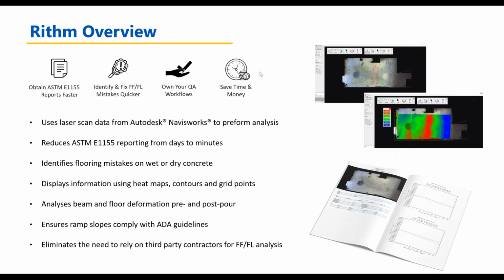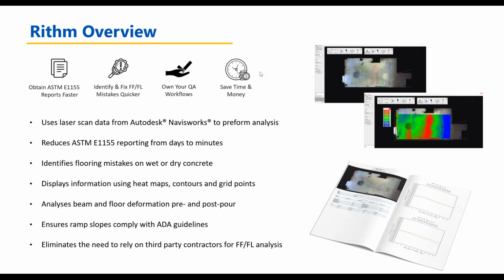So let's talk about Rithm. Essentially, Rithm is a plugin for Autodesk Navisworks that allows general contractors to do some analysis and reporting surrounding floor flatness and levelness. You can create heat maps of floors and walls, or contour maps, elevation points. You can also analyze deformations before and after the concrete floor to see what's changed and how things moved. And more importantly, you can do this all with laser scan data.